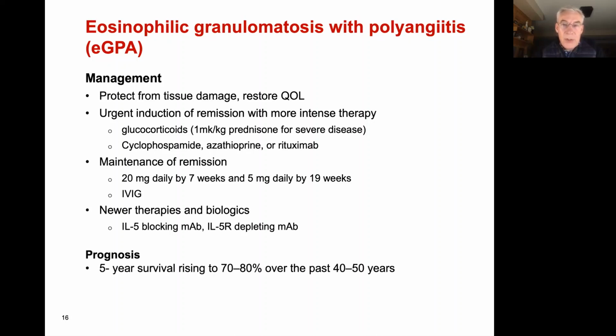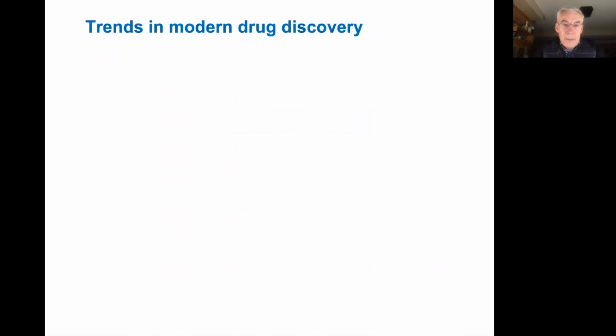So the prognosis of EGPA has, as is the case for the other forms of ANCA vasculitis, improved quite dramatically over the last half a century or so. Most patients do quite well nowadays and remain in remission, or exacerbations can be relatively well taken care of.